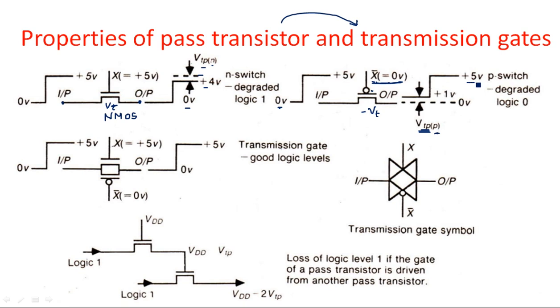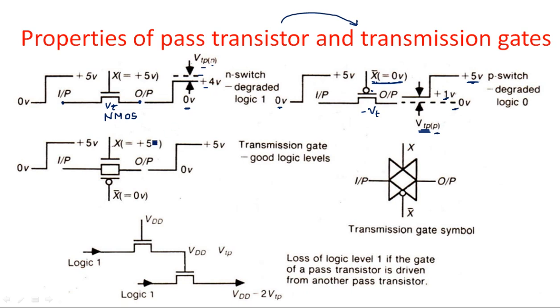When we see the logic high level, it has the same level, plus 5 volts, but degraded logic 0: we are not getting 100% logic 0, we are getting 1 volt as the minimum value. But in the case of the NMOS transistor, we are getting 100% 0 voltage, but we are not getting 100% logic 1 level. So if you see these two properly, the NMOS transistor is degraded in logic 1 and the PMOS transistor is degraded in logic 0. If you combine these two, we may have a logic function of 0 to 5 volts completely.